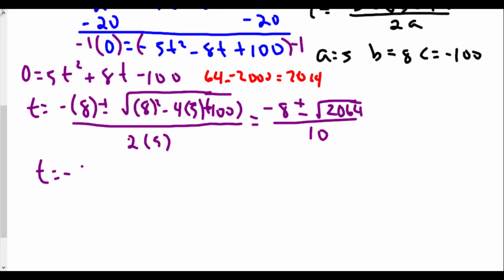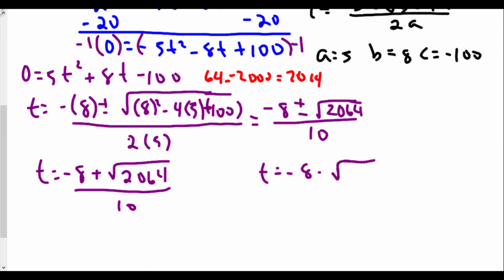t equals negative 8 plus the square root of 2064 all over 10, or t equals negative 8 minus the square root of 2064 all over 10. And so we can use our calculator, and that's what we're going to do actually. So let's take a look here.